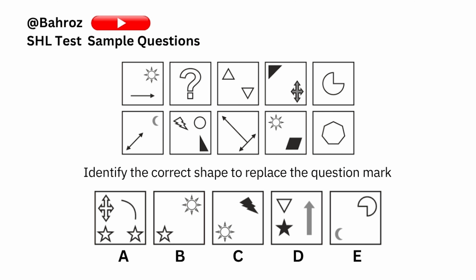Next sample question. Here the trend that is traceable is that the image in the top row has the same number of shapes as the image in the bottom row. As an example, we have 2 shapes in the first column.